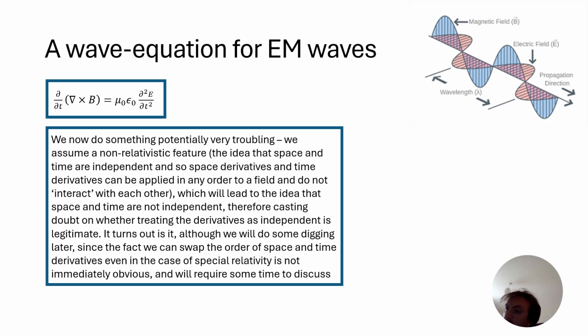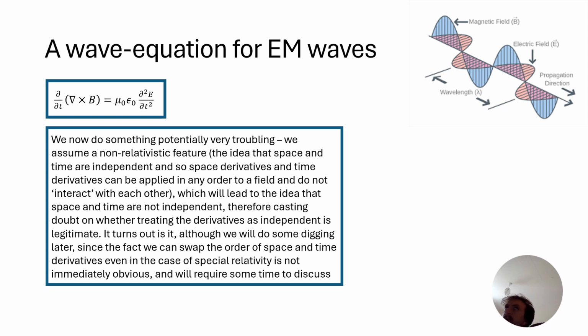Now, if we weren't doing a playlist on relativity, I would probably just do that without mentioning anything odd about saying we can do this. However, given this is a playlist on special relativity, it's worth noting we are assuming here that time and space act kind of independently, such that the order in which we apply derivatives in time and space doesn't really matter, providing one derivative is a derivative in terms of space and the other is a derivative in terms of time.